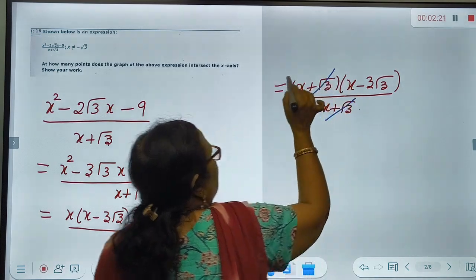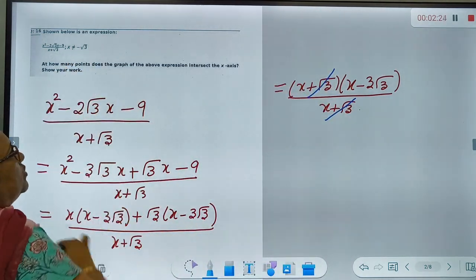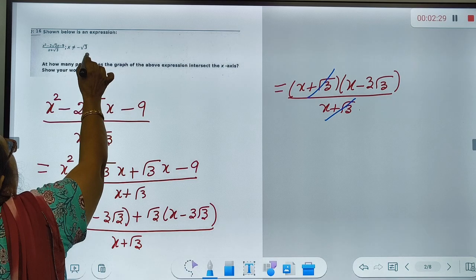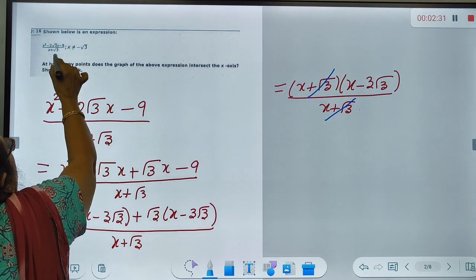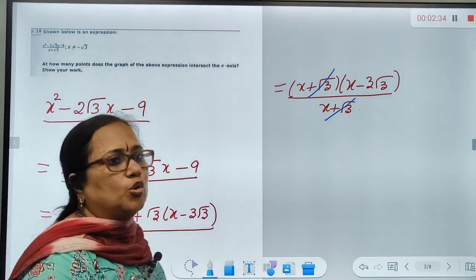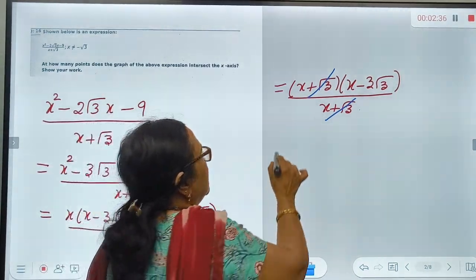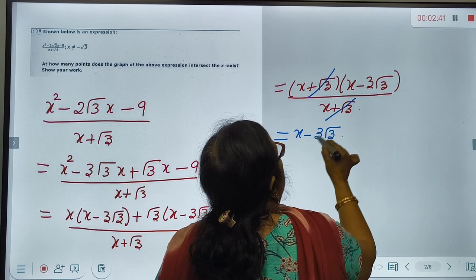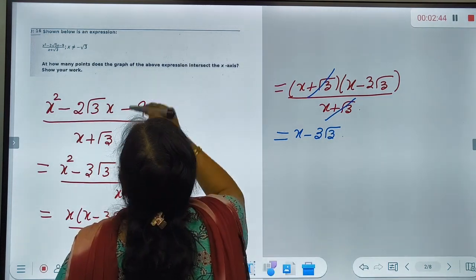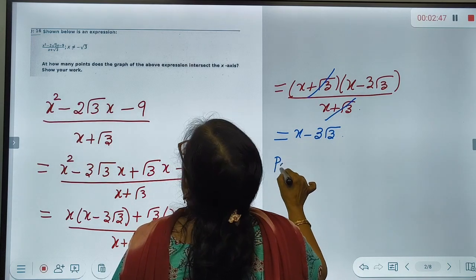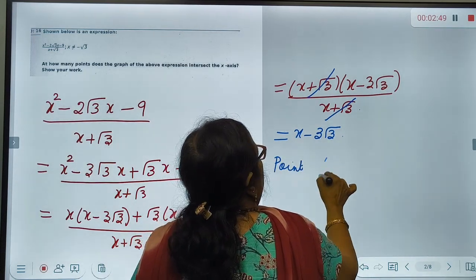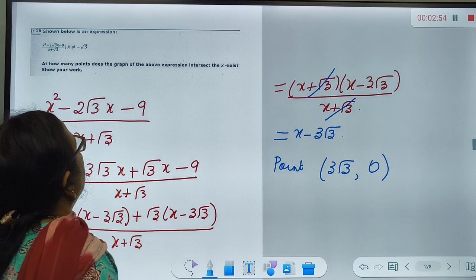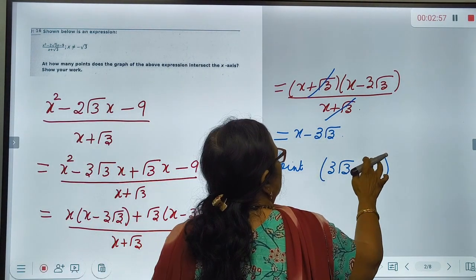Now x plus root 3 can be cancelled out because x is not minus root 3. So it is possible to cancel. Why is it given that x should not be minus root 3? Because if x were minus root 3, the denominator will be 0, so it will become meaningless. Therefore, this is x minus 3 root 3. So the point where the above expression intersects the x-axis is x equal to 3 root 3. Since it is a point on the x-axis, the y-coordinate will be 0.